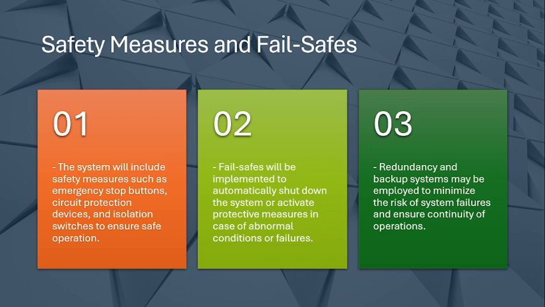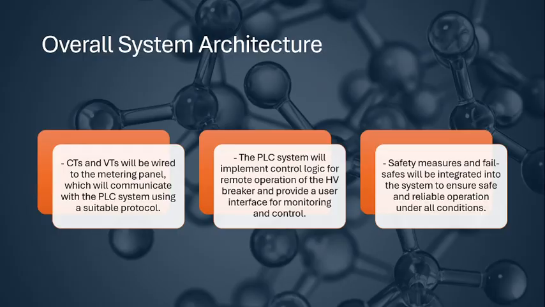Redundancy and backup systems may be employed to minimize the risk of system failures and ensure continuity of operation. Overall, the system architecture will be that the CTs and VTs will be wired to the metering panel, which will communicate with the PLC system using a suitable protocol. The PLC system will implement control logic for remote operation of the HV breaker and provide a user interface for monitoring and control. Safety measures and fail-safes will be integrated into the system to ensure safe and reliable operation under all conditions.